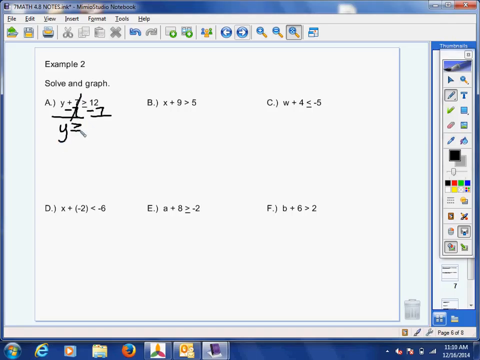You're going to get y is greater than or equal to 5. Is that right? Yes, it is. 3, 4, 5, 6. And then you would do a closed circle, equal to, to the right. Closed and right. You got it. It looks good. You guys know what to do. So try B on your own, and then I'll have you talk me through the steps. Go.